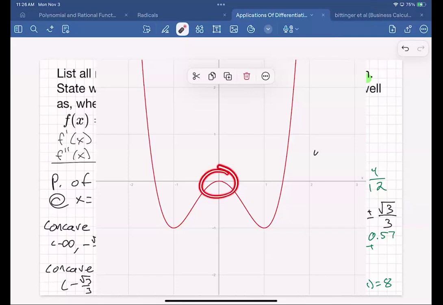This here is another turning point. Well, we recognize this is a relative max because the graph was increasing and then it started decreasing.